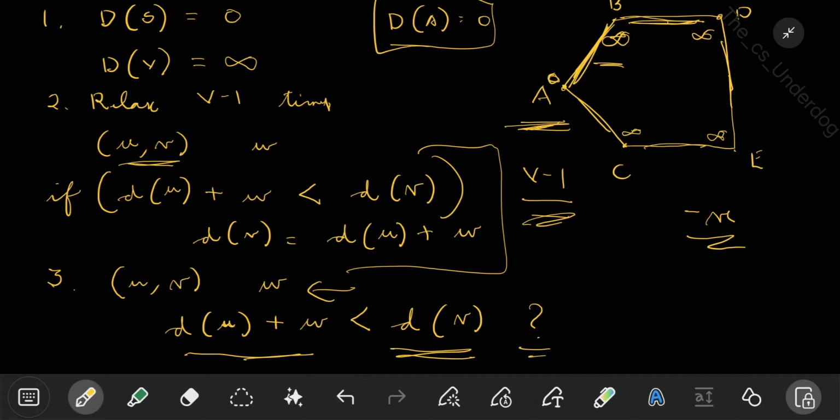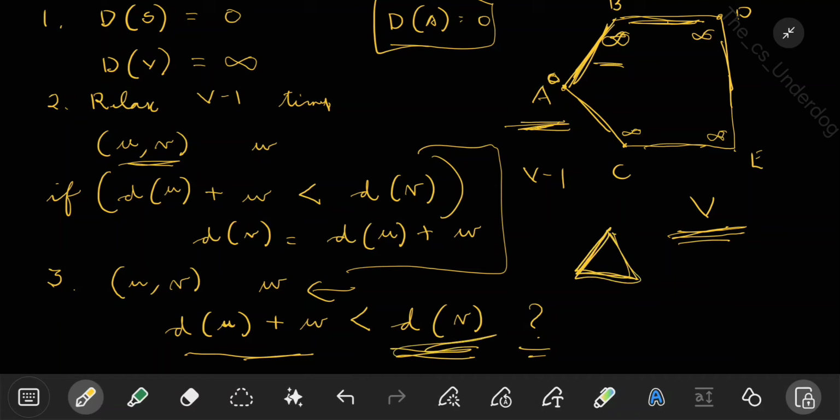This is the point. How did I say it contains a negative weight cycle? That is because after V minus 1 relaxations, if I am able to do one more relaxation, that means I am considering a shorter path which is having V edges. Previously it was V minus 1 edges. This time I am saying it is having V edges. If it is having V edges, we already discussed, that means it has some cycle, right? If it is having some cycle and using that cycle you are able to find a shorter path, that means this cycle is a negative weight cycle.